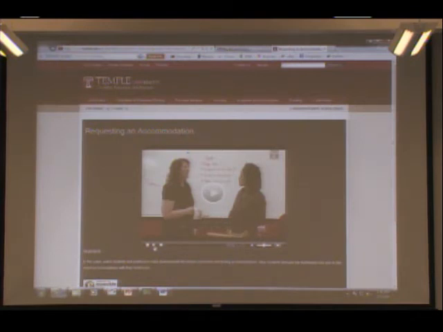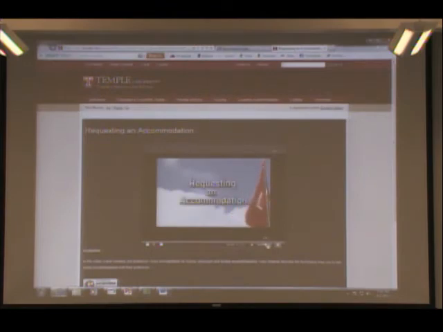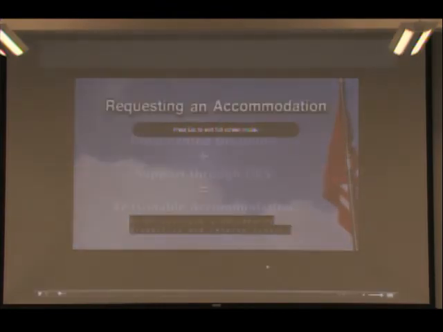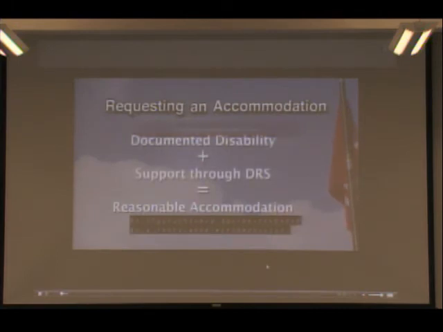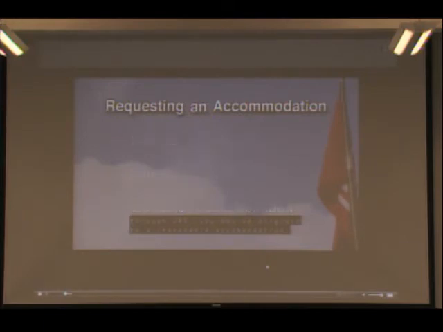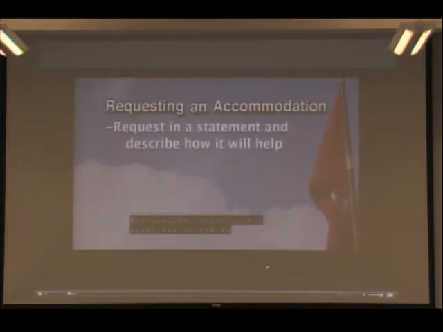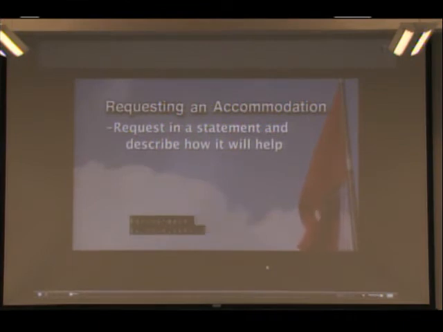Because it really nicely demonstrates how a student can talk with her professor. If you have a documented disability and receive support through DRS, you may be eligible for a reasonable accommodation. Request the accommodation using a statement. For example, say, "A note taker has helped me in the past. Is that okay?" rather than saying, "Can I use a note taker?"